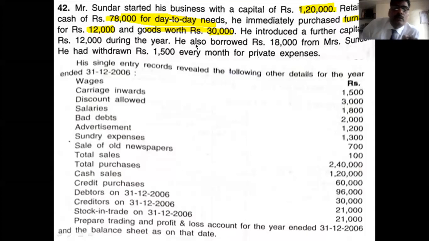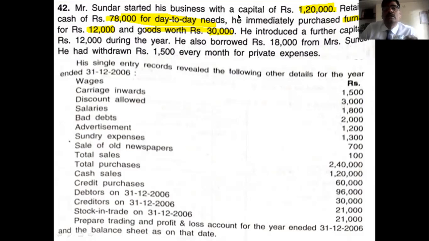In the starting, I solved this type of problem. Someone started business and introduced capital of some amount and then purchased the assets. All those items I showed in the opening statement of affairs. Okay, the same type of example I solved in the starting, and in that case I took these items in the opening statement of affairs. Okay, today I'll take these items in the cash book.